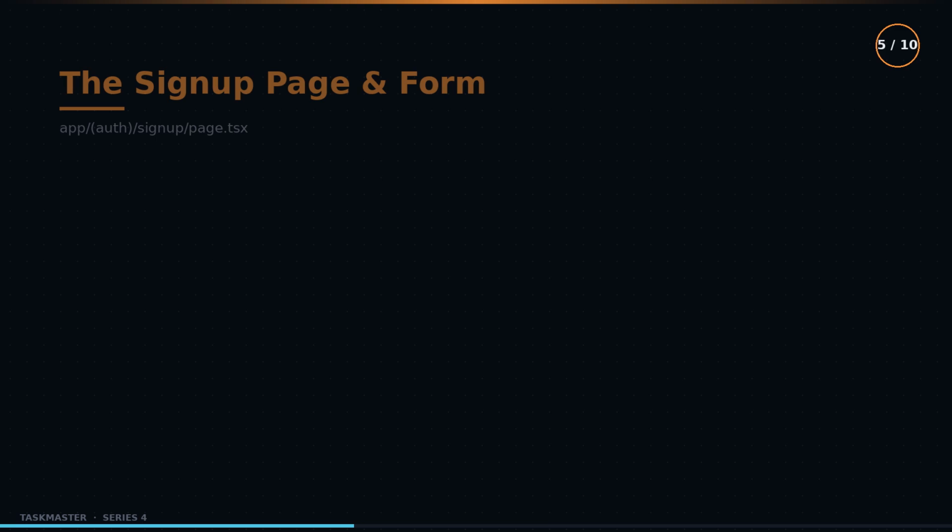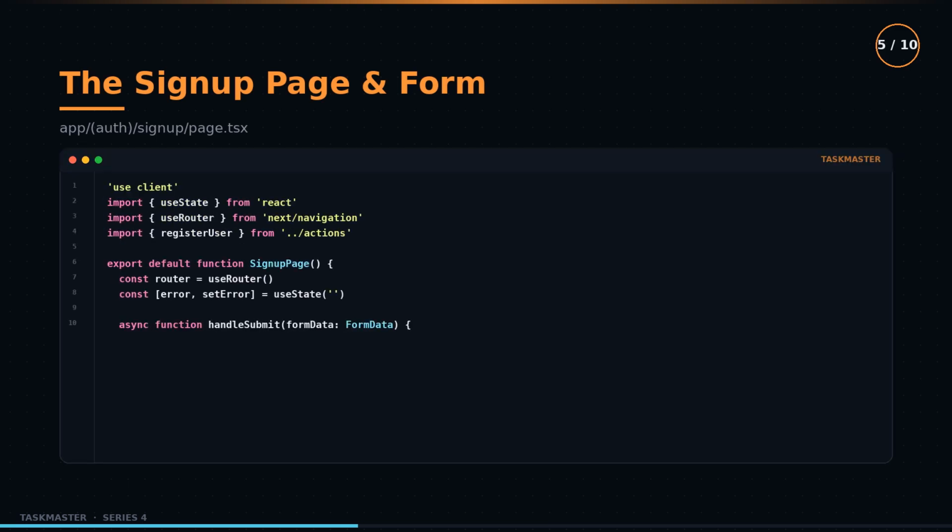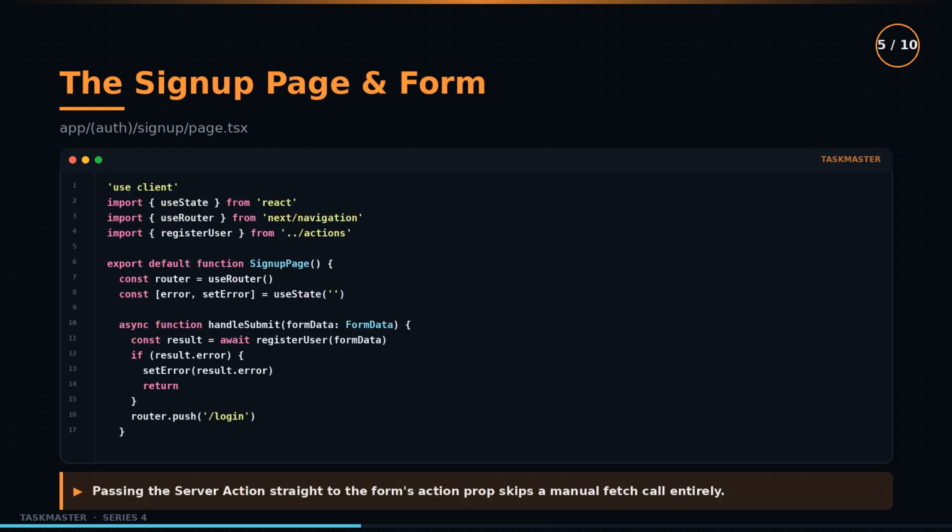Step 2. The signup page and form. Use client. Import useState from React. Import useRouter from next/navigation. Import registerUser from ./actions. Export default function SignupPage. Const router is useRouter. Const [error, setError] equals useState. Async function handleSubmit(formData). Const result is await registerUser(formData). If result.error, setError(result.error) and return. router.push to /login. Return. Form action={handleSubmit}.